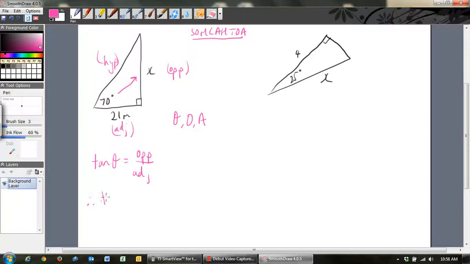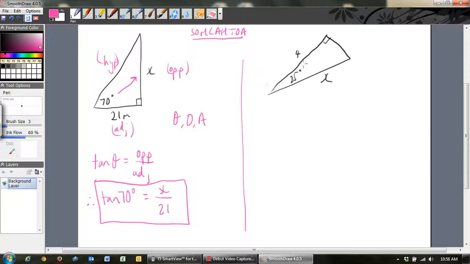Therefore, tan, what was the angle? 70 degrees equals opposite, which is x, over our adjacent side, which is 21. And that's the ratio that we're talking about for this triangle. And that will help us solve for x in a second. I'll show you how to do that. Okay, so that's that one.